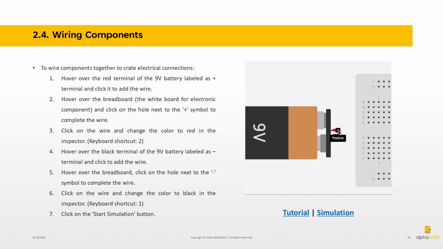Keyboard shortcut 2. Hover over the black terminal of the 9V battery labeled as the minus terminal and click to add the wire. Hover over the breadboard. Click on the hole next to the dash symbol to complete the wire. Click on the wire and change the color to black in the inspector. Keyboard shortcut 1. Click on the Start Simulation button.